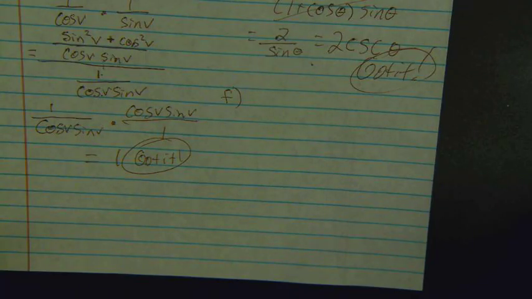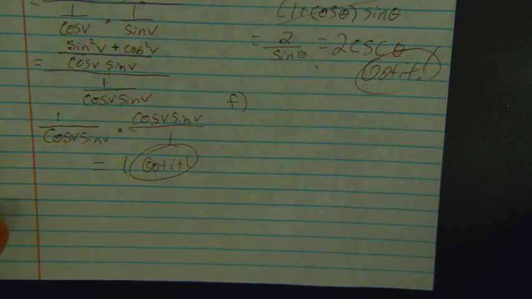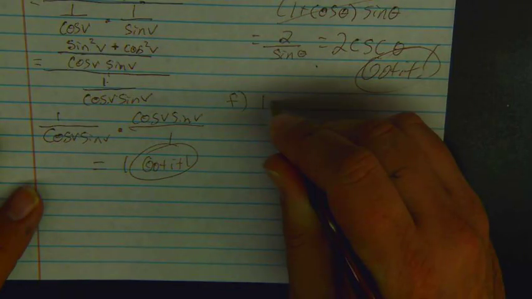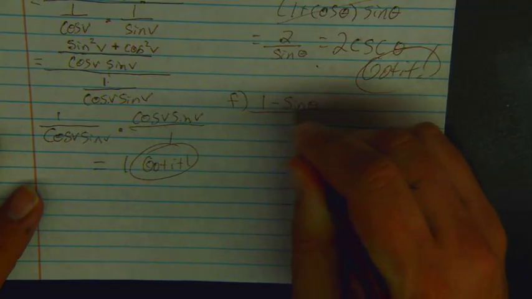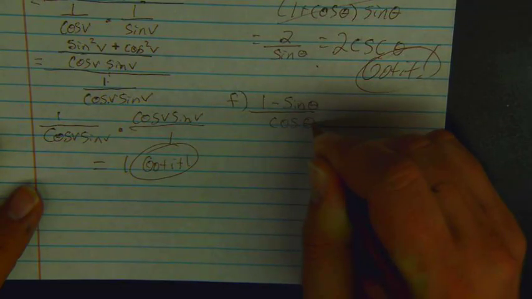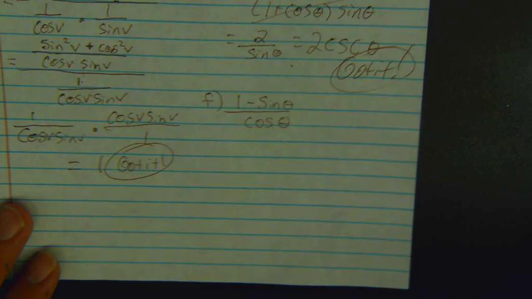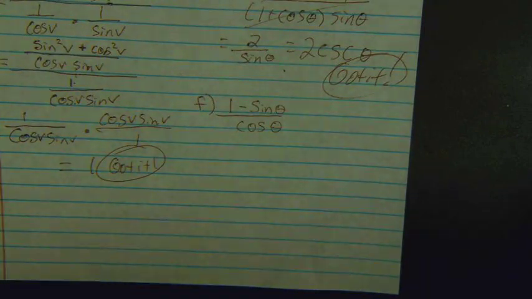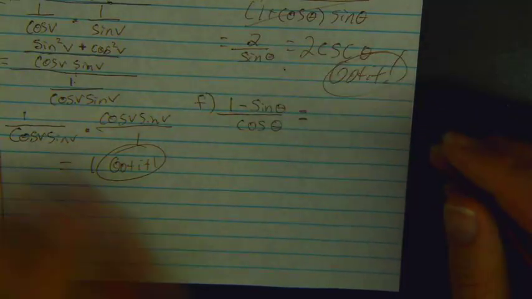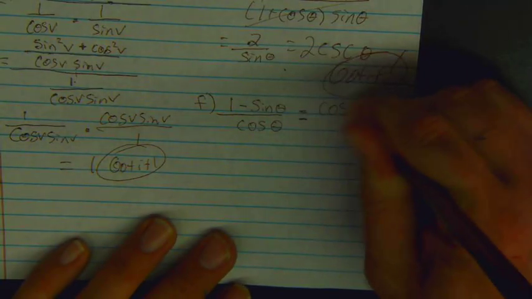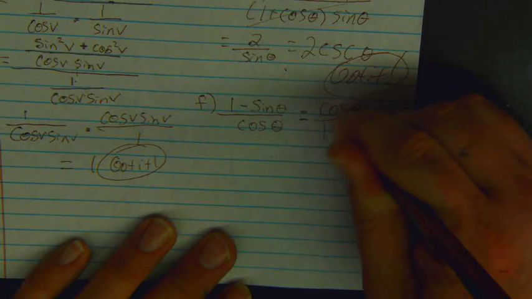This is the last one that I would like to look at here. Let's go 1 minus sine over cosine, and try to get to cosine over 1 plus sine.